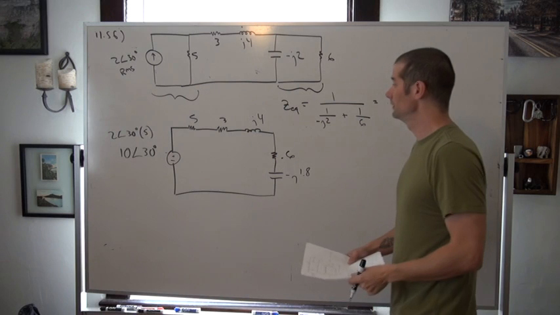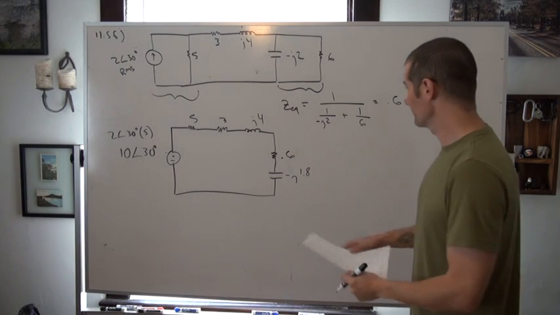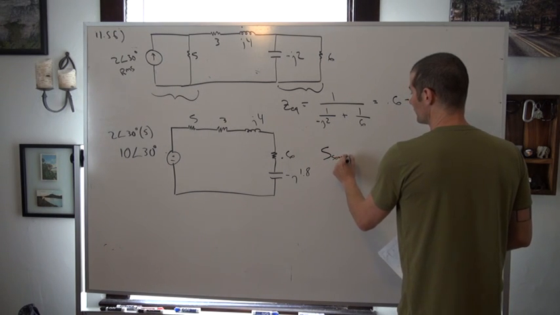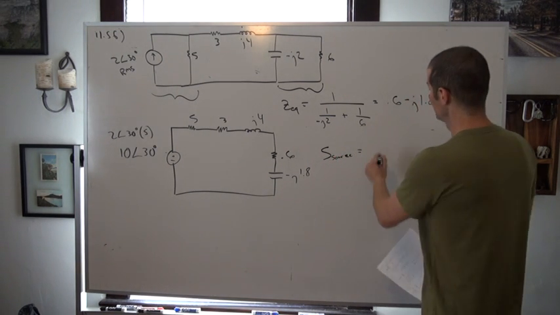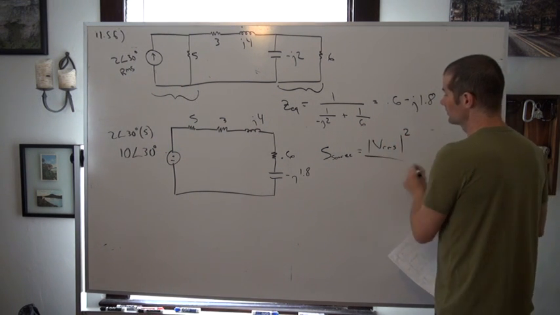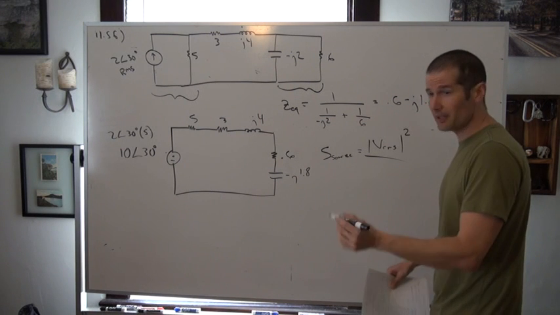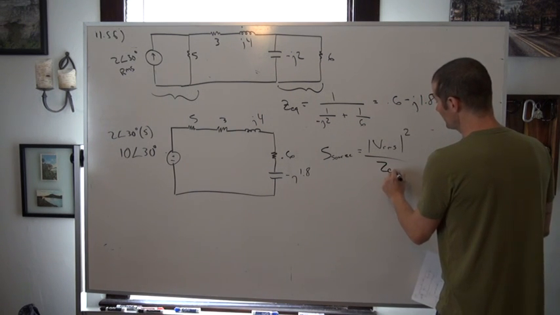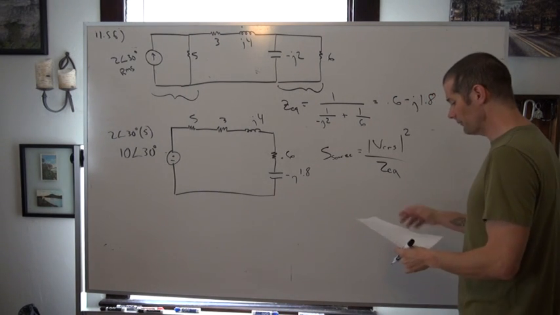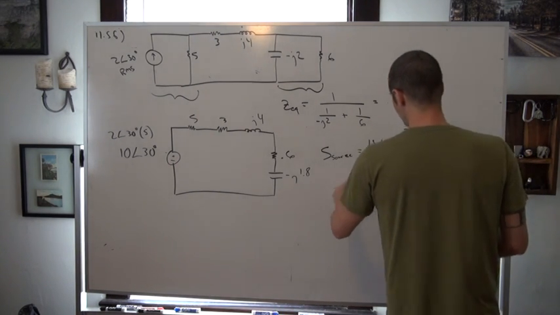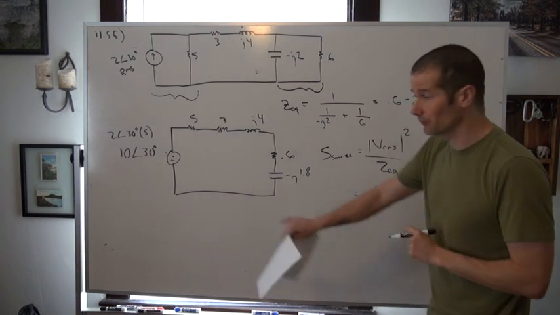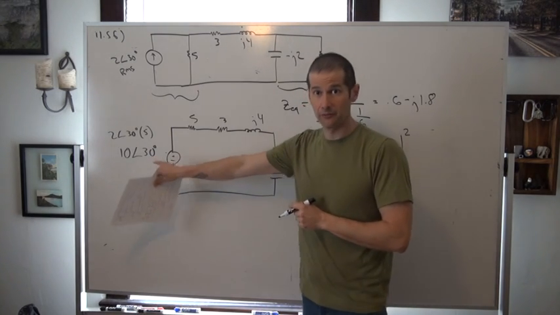And so for now, all we have to do to find the power supplied from the source, in this case, S source would be equal to VRMS from the source, the magnitude squared, and then divided by ZEQ, or basically the total impedance, which is just everything in series right here. And when we do that, we actually find that we get 10, because remember it's just the magnitude, we don't worry about that phase angle.